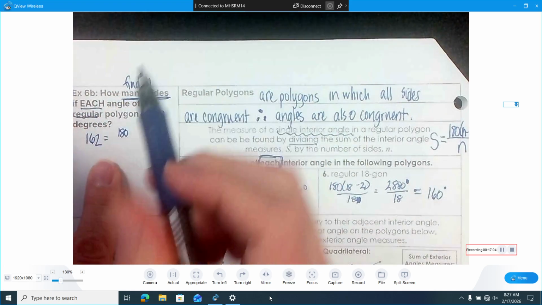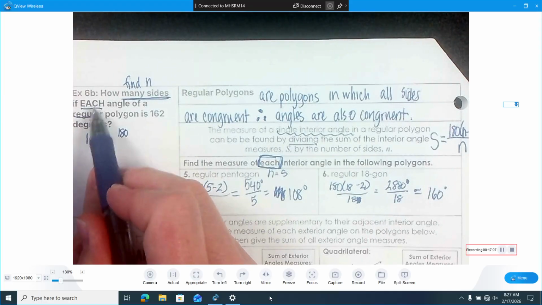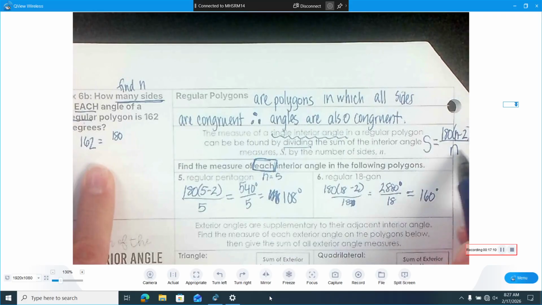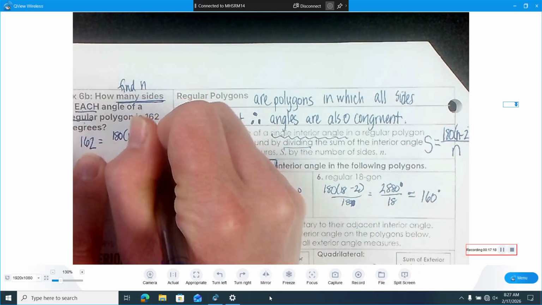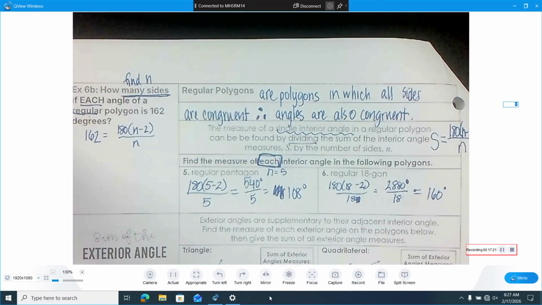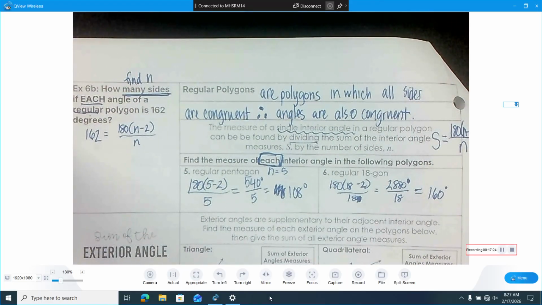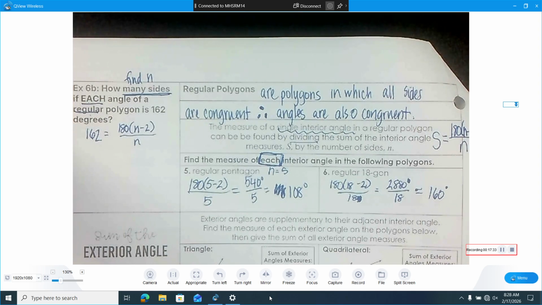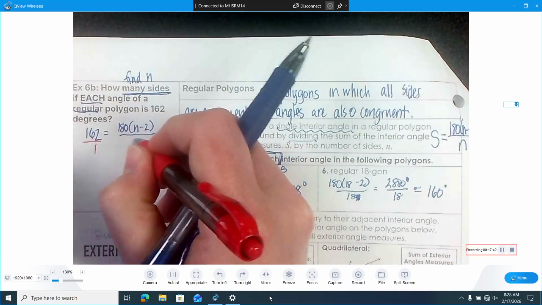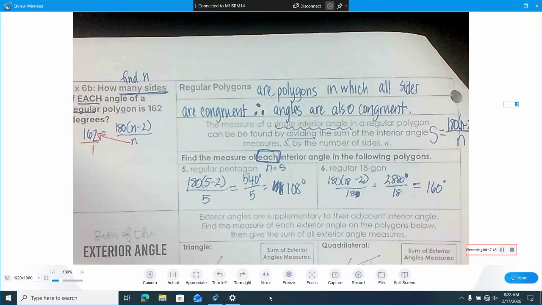Good. So they're telling me each regular angle. So this is our 180 times n minus 2 divided by n. So each interior angle, we're going to take this formula and set it equal to 162. N minus 2 over n equals 162. Now on this one, how are we going to solve for n? Multiply by n, yes. I do need to get that n out of the denominator, so I'm going to multiply it to the other side.